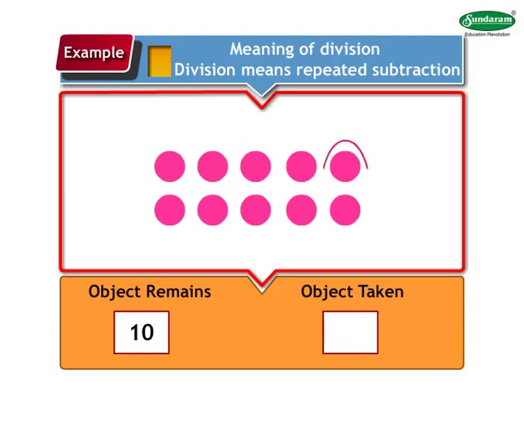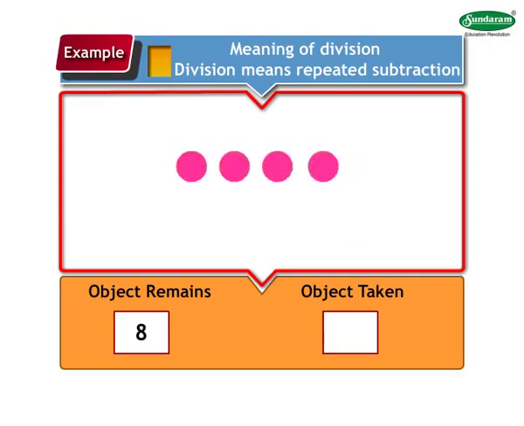First, take away a group of 2 objects from the total of 10 objects. Thus, we can say that 8 objects are remaining. This means that there are 4 groups of 2 objects each left with us.